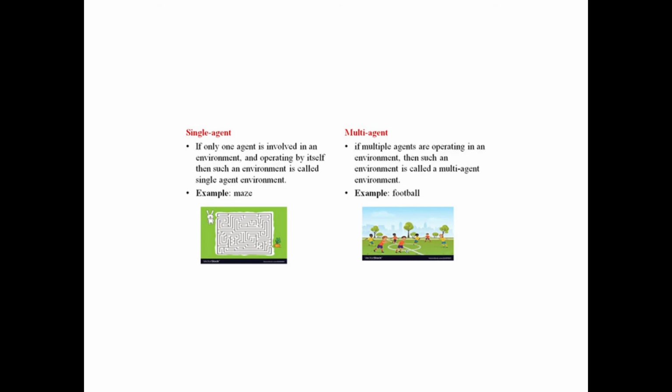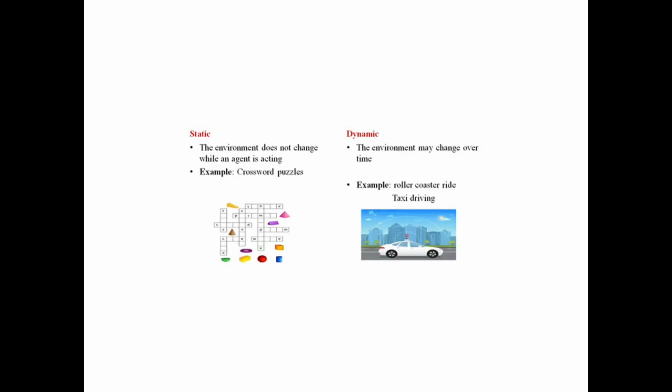Next property, static versus dynamic. Static means constant, never changing position. That's why here I will consider the example of crossword puzzles. Here the environment does not change while an agent is acting.